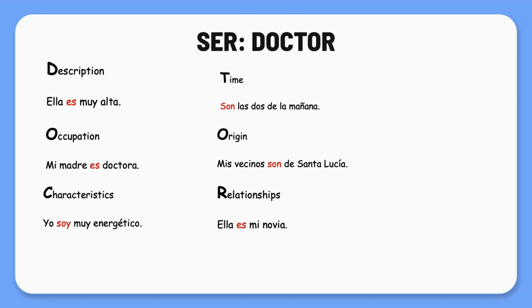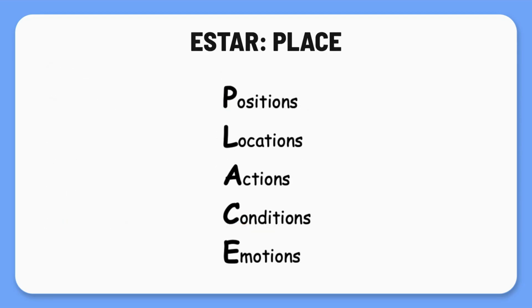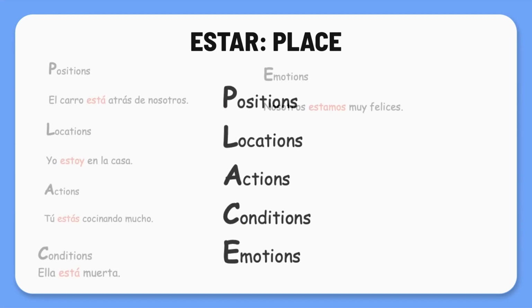And that's why we bring it up a notch and we say, okay, estar is used for temporary things. Let's bring it up a notch. Estar is used for changes in condition. We say, okay, yes, ser is used for permanent things. Let's bring it up a notch. Let's use the acronym as well. Let's add it to our understanding. So to make it more concrete, right? Estar: place, positions, locations, actions, conditions, emotions.